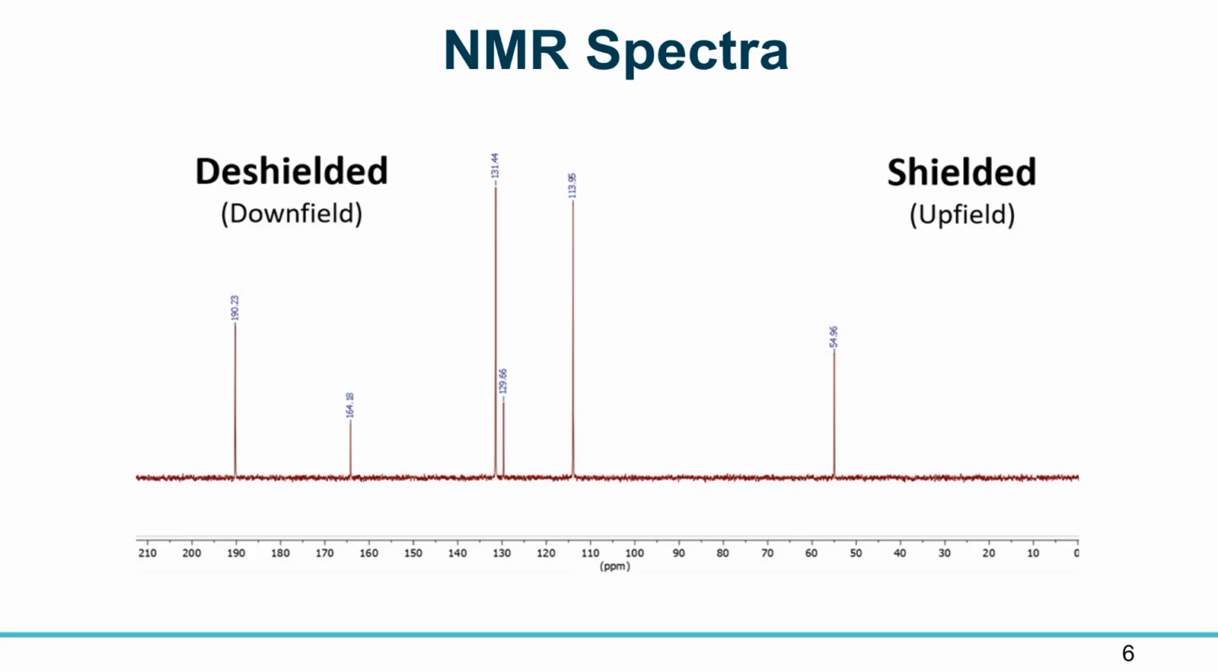Most carbon-13 NMR spectra span from around 220 ppm to 0 ppm, which is a much broader range than proton NMR, which typically spans from about 14 to 0 ppm.